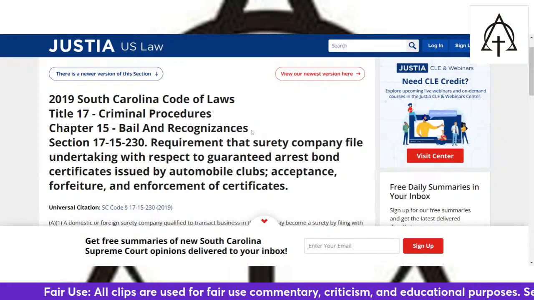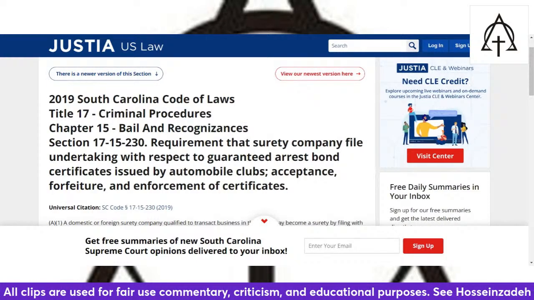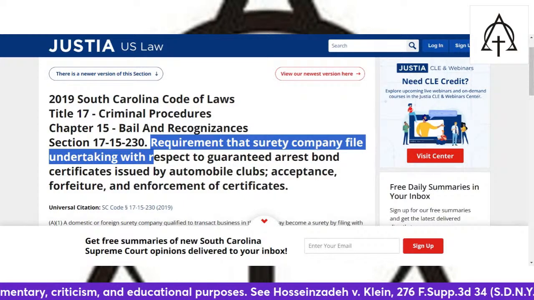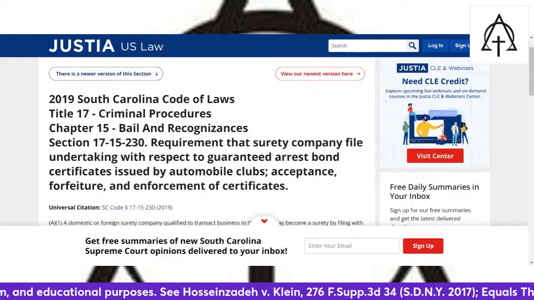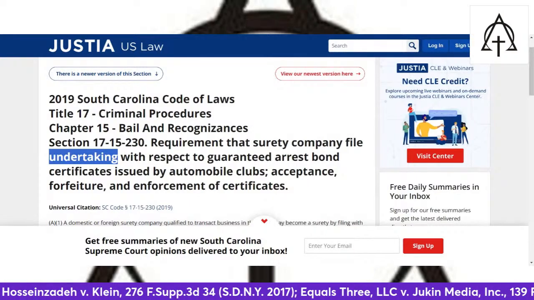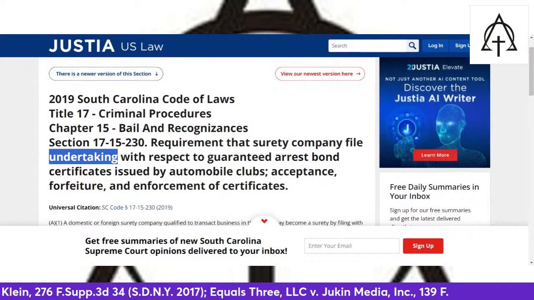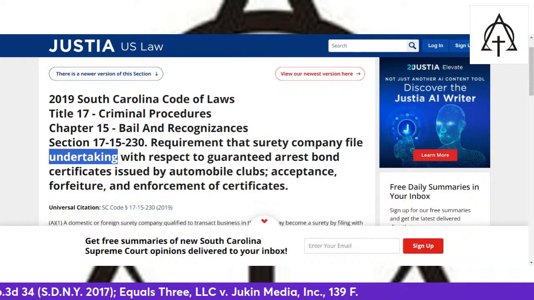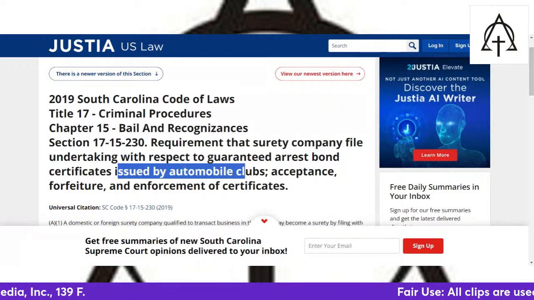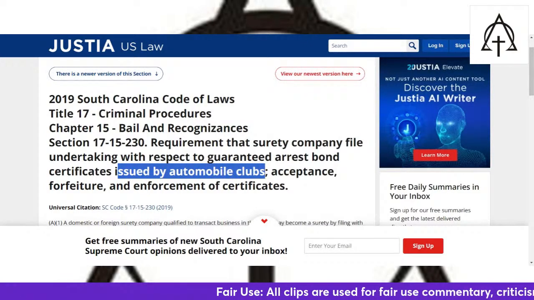Bail and recognizances. Requirement that surety company file undertaking. Didn't expect that one, did we? Undertaking, that's the one where you're undertaking the decedent. You're becoming the mortician. You are the coroner. With respect to guaranteed arrest bond certificates issued by automobile clubs, acceptance, forfeiture, and enforcement of certificates.